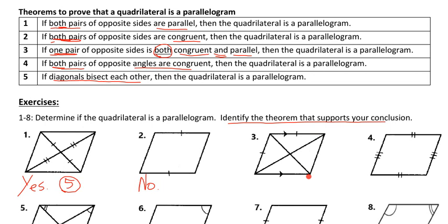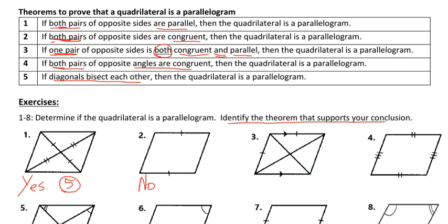So next one, number 3, we have this figure, and the information that we have is that this side is parallel to this side. So we have one pair of opposite sides that are parallel and one pair of consecutive sides that are congruent. One more time, we look carefully at our theorems, and there is nothing about having this information and concluding that it is a parallelogram. This is not enough.